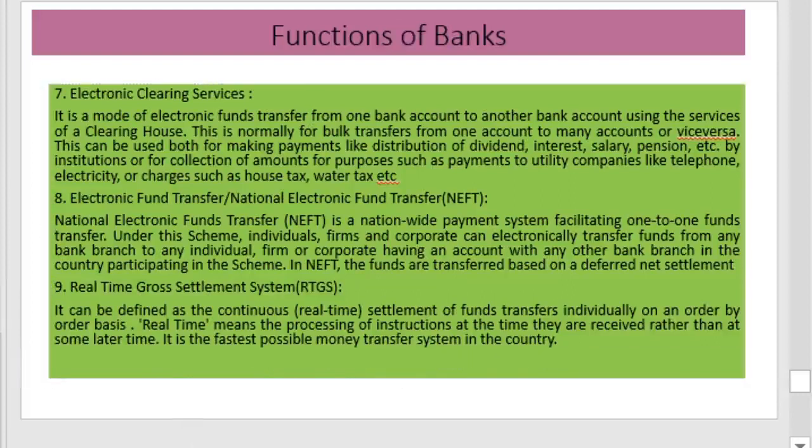Then the other one is real-time gross settlement. It can be defined as a continuous settlement of fund transfers individually on an order-by-order basis. Real-time means the processing of instructions at the time they are received rather than at some later time. That is, it will be processed as and when it is received. These are the functions of commercial banks.